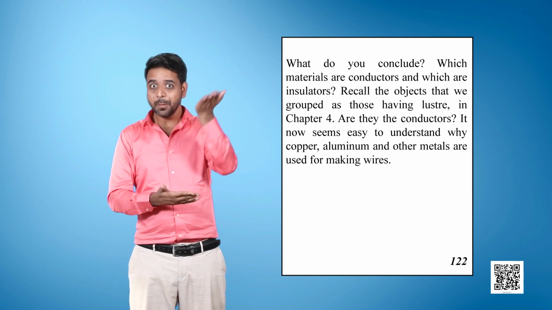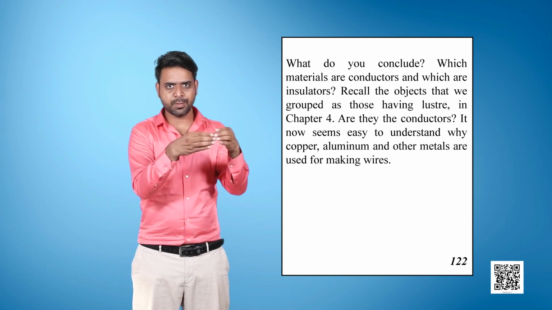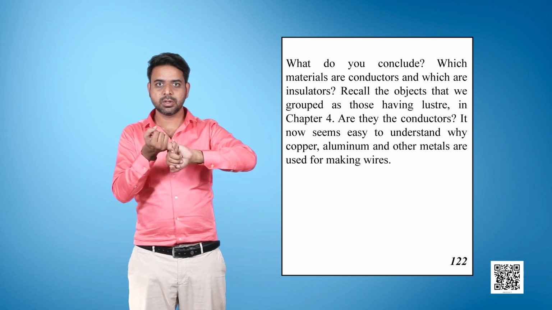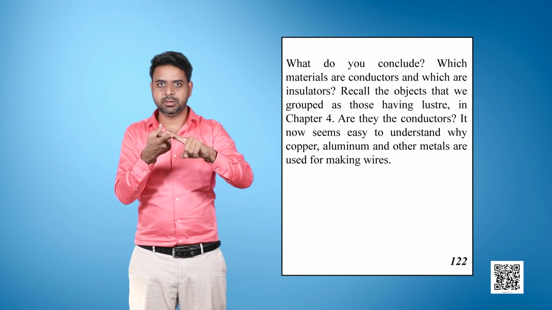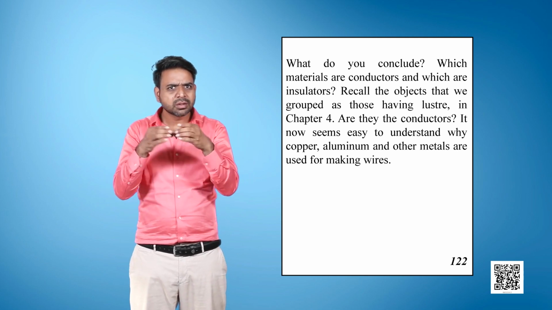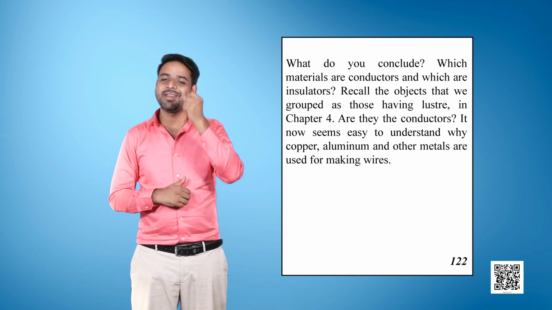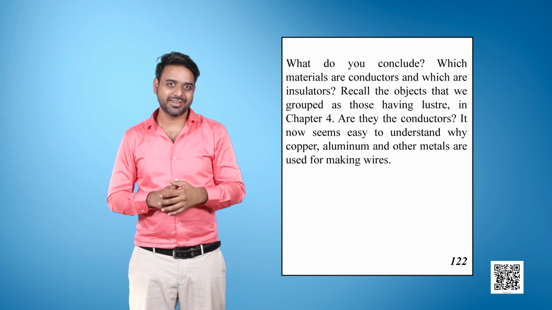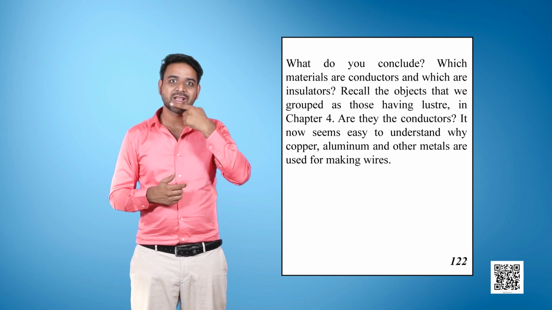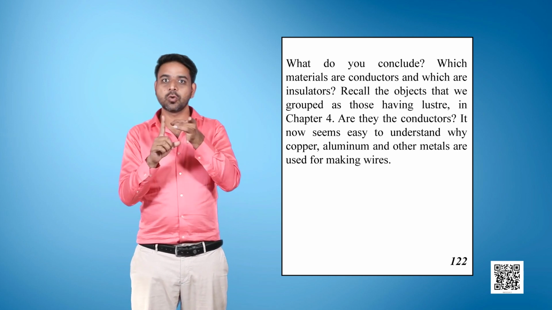Recall the objects that we grouped as those having luster in Chapter 4. Are they the conductors? It now seems easy to understand why copper, aluminium, and other metals are used for making wires.